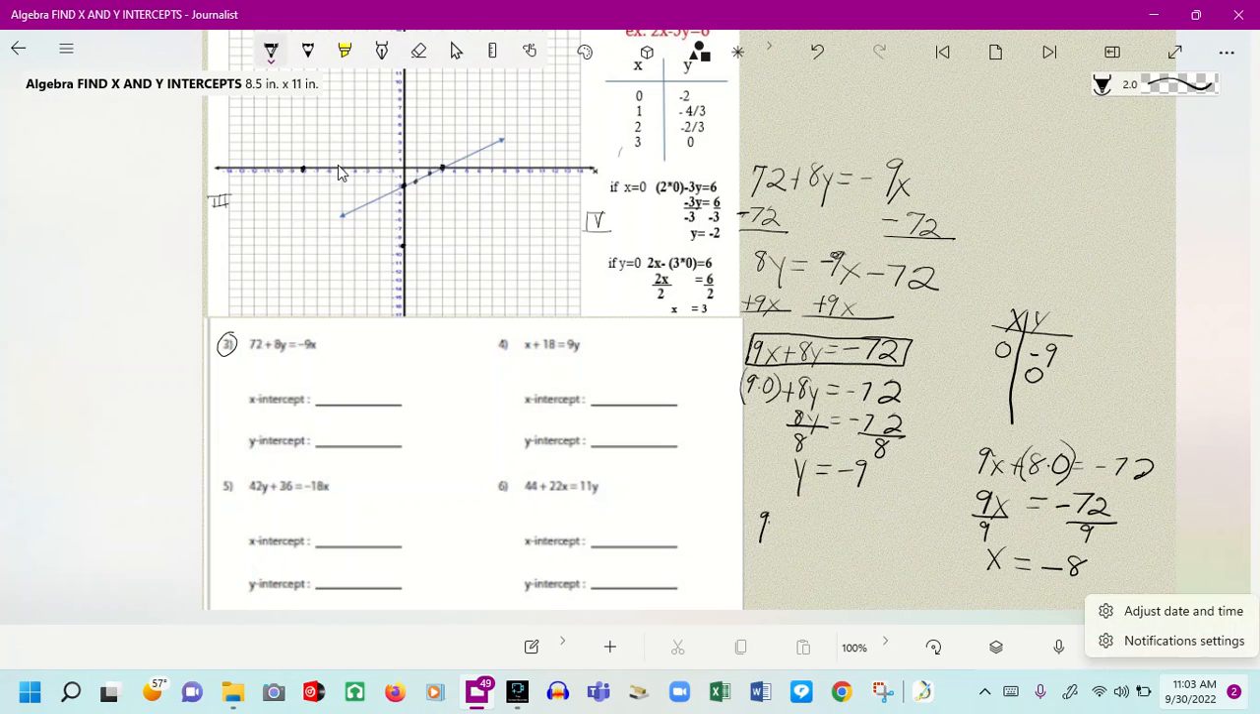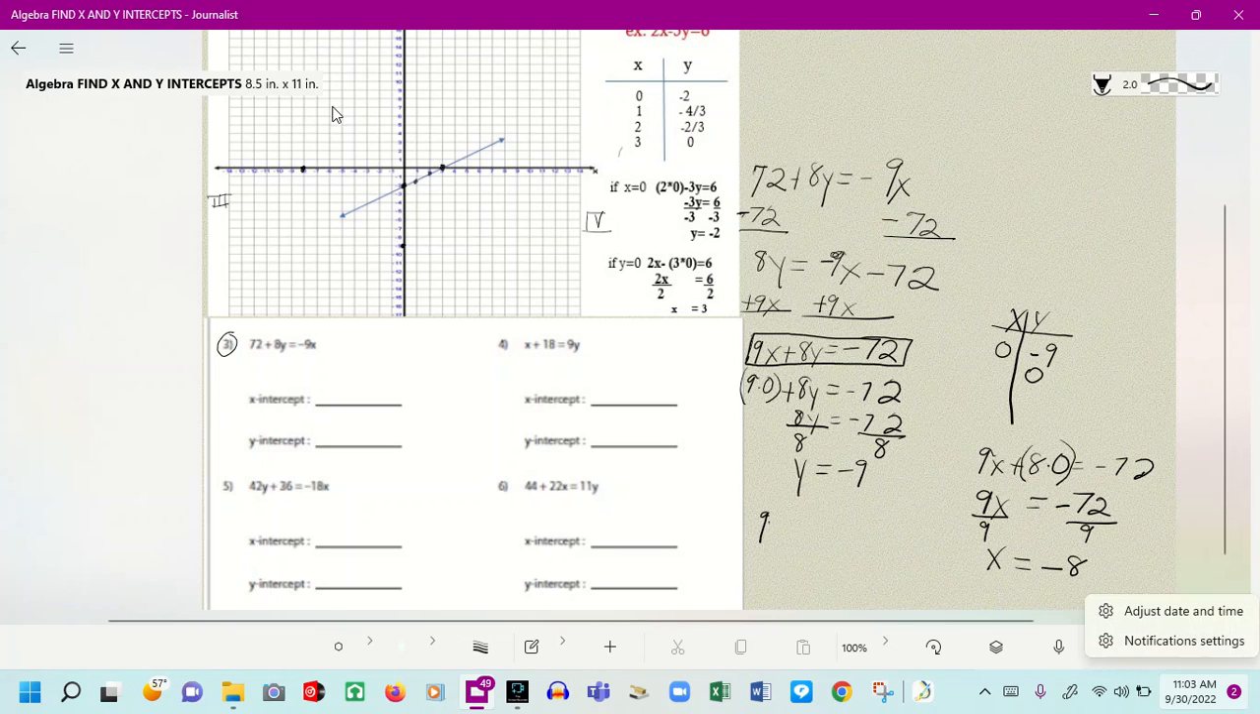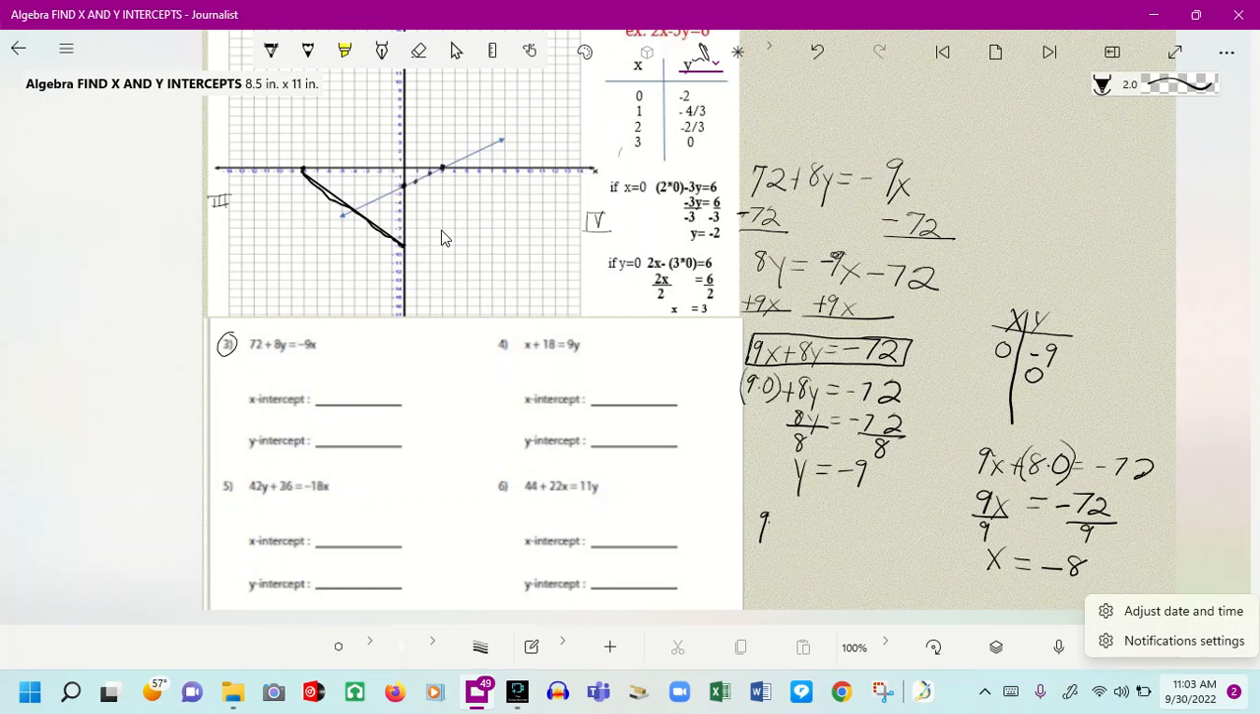So, as we can clearly see, I am going to try and use my tools here to do somewhat of a straight line for you. But as we can see here, the line is basically going that way. Okay, that is our line for when x is 0, y is negative 9, and when y is 0, x is negative 8.